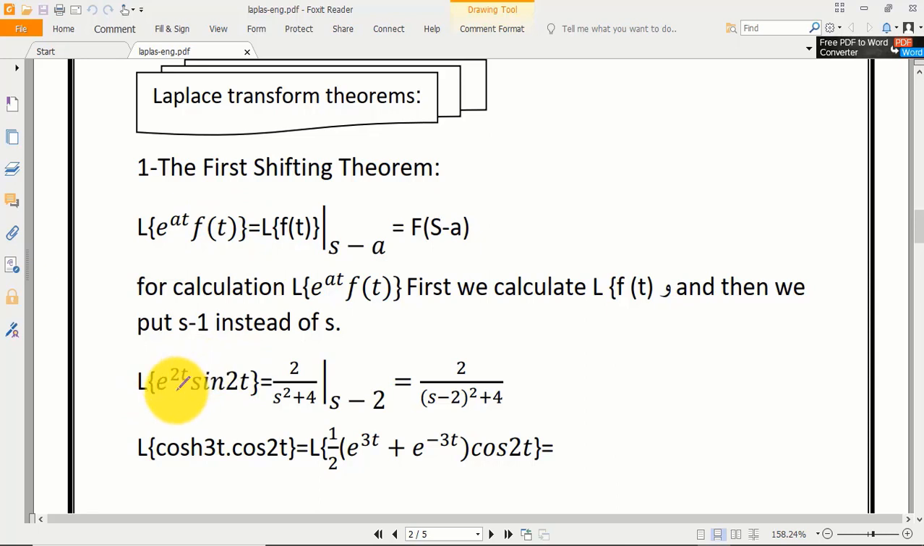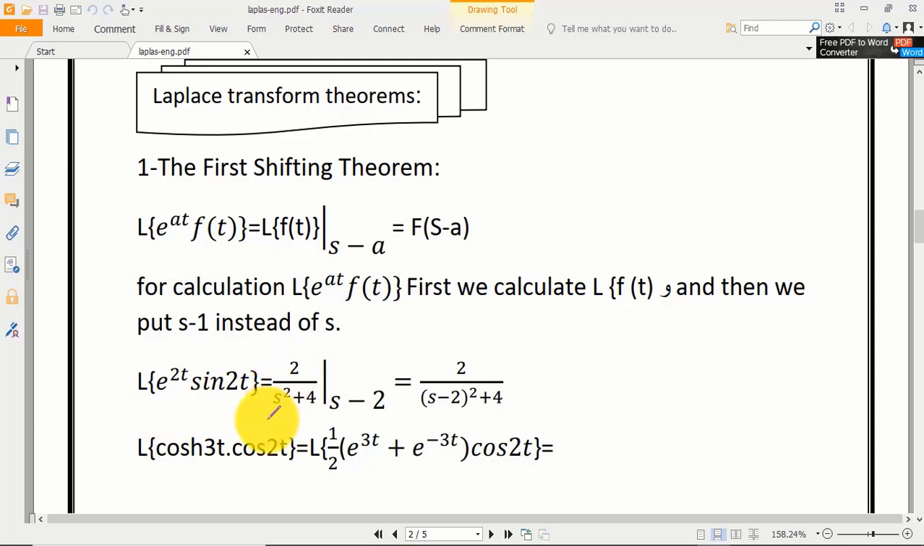The Laplace of e to the 2t sine 2t. So I use the shifting theorem. e to the at is equivalent to e to the 2t, and sine 2t is equivalent to f of t. First of all, I evaluate the Laplace of sine 2t, and that would be 2 over s squared plus 4. On the other hand, I turn all the s in the Laplace transform to s minus 2 according to e to the 2t. The answer would be 2 over (s minus 2) squared plus 4. So you see how easy it was.